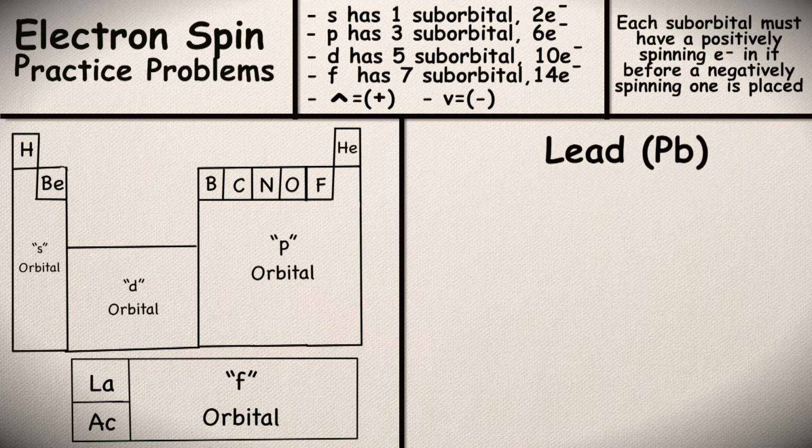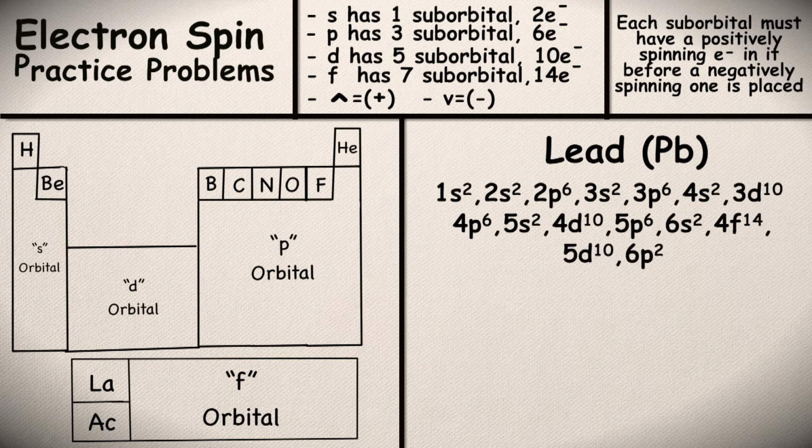Lead is our next one. Lead has 82 electrons and is found in our p orbital. So if we go through this, we have a quantum number of 1s2, 2s2, 2p6, 3s2, 3p6, 4s2, 3d10, 4p6, 5s2, 4d10, 5p6, 6s2, 4f14, 5d10, and 6p2. Okay, so this is the first one we see that does not have a filled valence shell, or our p shell in this case.